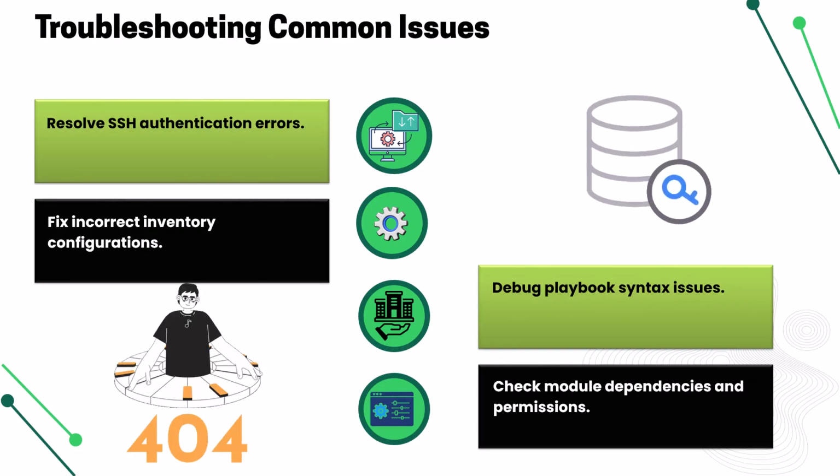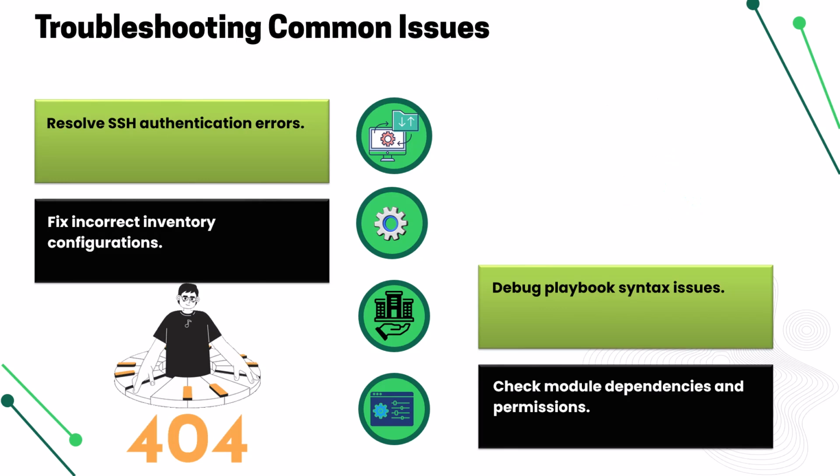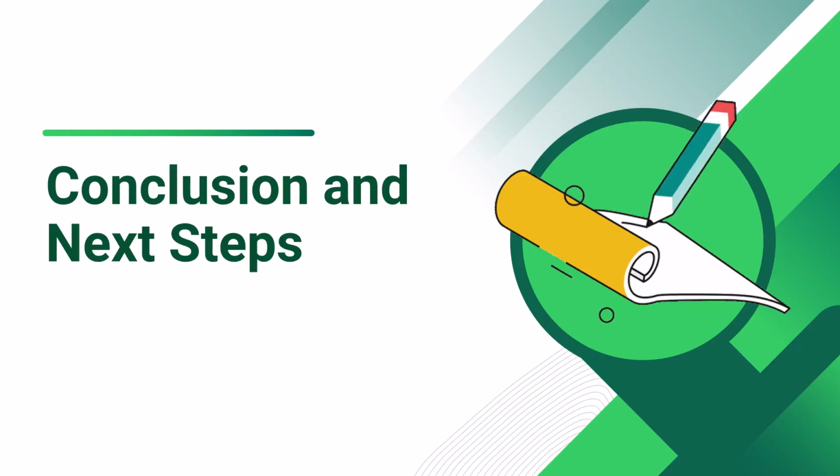Oh, troubleshooting, the part no one asks for but everyone needs. SSH issues top the list. Forgotten keys, permission errors, you name it. Inventory misconfigurations. They happen more often than we'd like. Playbook syntax errors can be tricky, but nothing a keen eye can't fix. Finally, dependencies and permissions, because nothing works if the right access isn't granted.